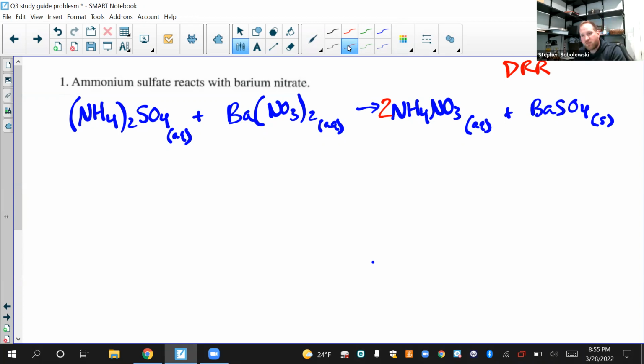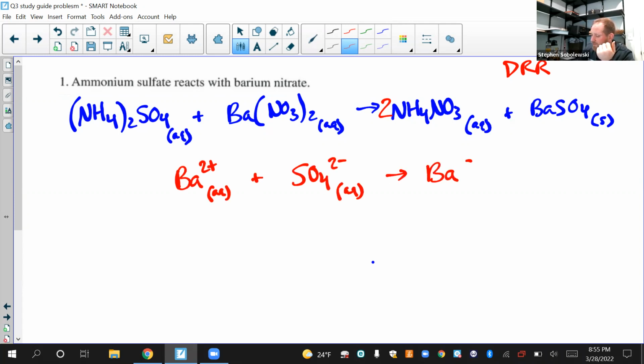And since this is a double replacement, let's write the net ionic equation as well. So the net ionic equation is just the ions that actually form your precipitate. My precipitate is barium sulfate. So the ions that formed it are my barium ion, which is Ba2 plus aqueous, plus my sulfate, SO4 minus aqueous, yields my BaSO4 solid. Those are the only ions involved in the net ionic equation. The other ions, being ammonium and nitrate, are spectator ions because they start out aqueous and they end up aqueous. They don't actually do anything.